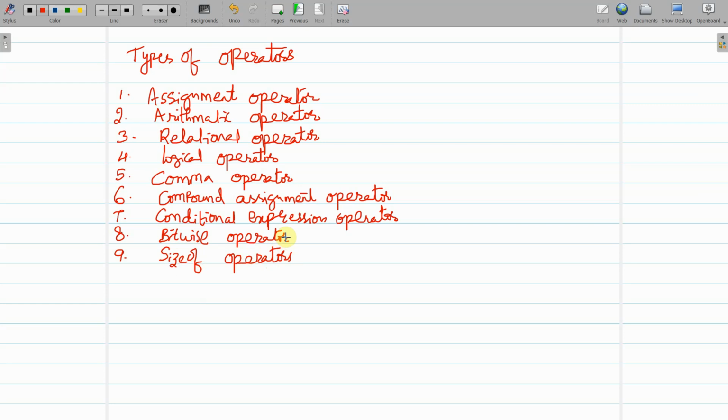In the next class we will be talking about each and every operator in detail with a good example. So this is all about today's class. We will be meeting in the next class. Thank you.